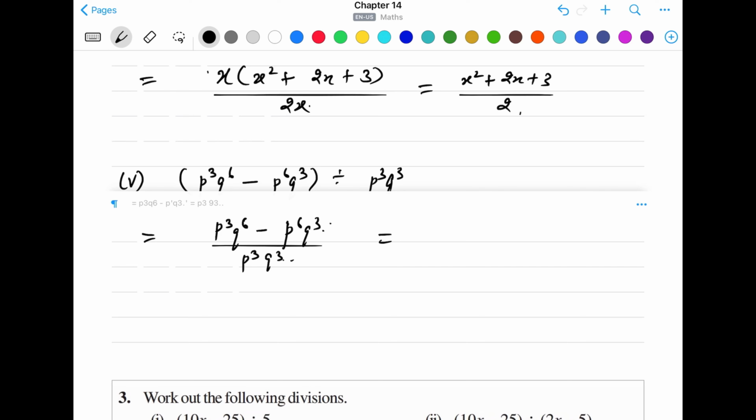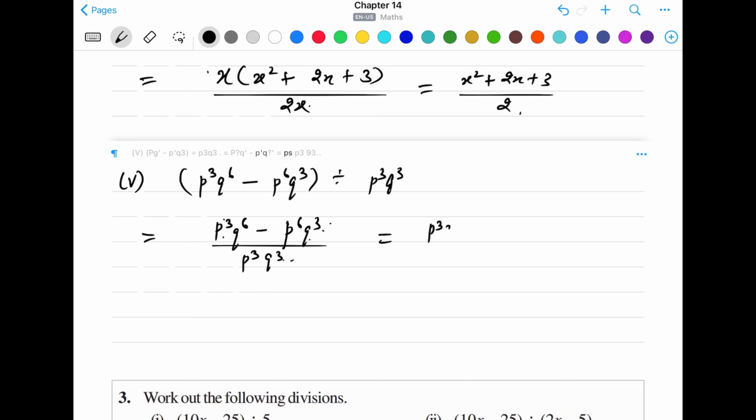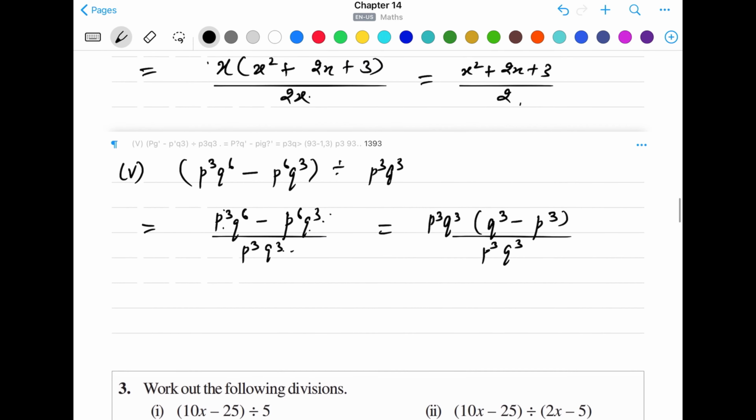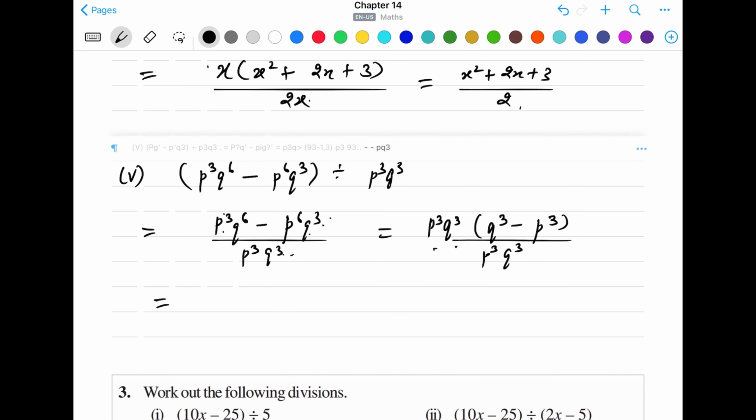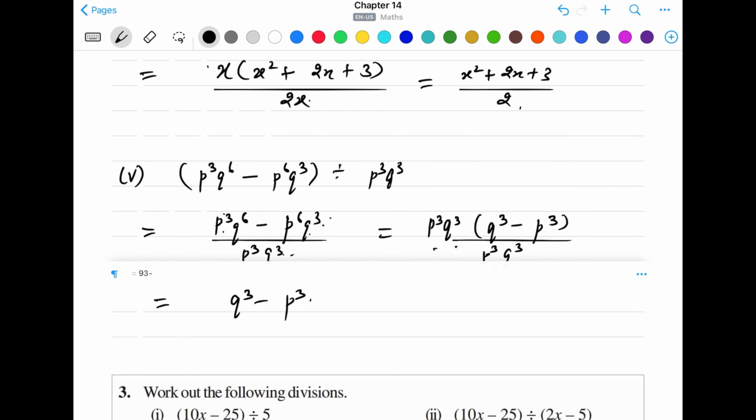divide them. First we have to take something common. As we know, the lowest power of p here is 3, and the lowest power of q is also 3. So we'll take p cube and q cube as common in the numerator. So we're left with q cube minus p cube, divided by p cube and q cube. These two terms will be cancelled out. We're left with only q cube minus p cube. So that's the solution for part 5 of question number 2.